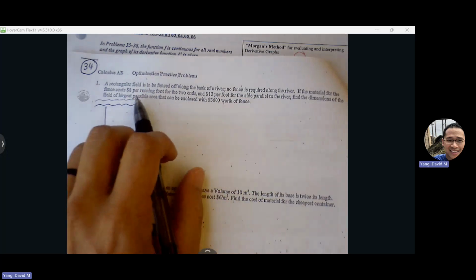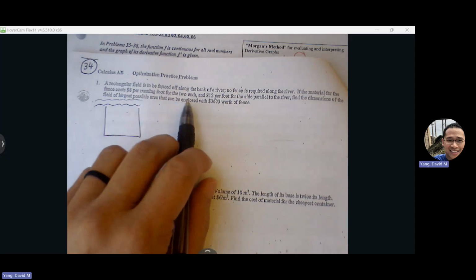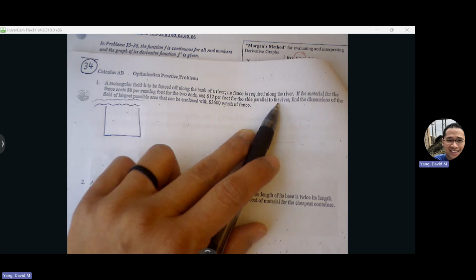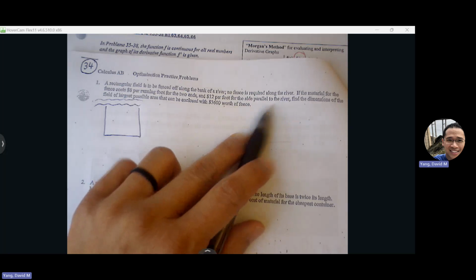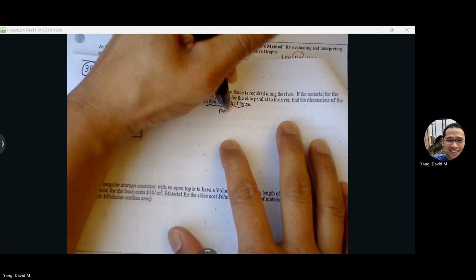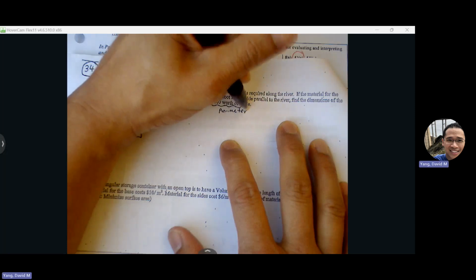If the material for the fence costs $8 per foot for the two ends and $12 per foot for the side parallel to the river, find the dimensions for the field of the largest possible area. So this is telling us what we're trying to optimize: area. That can be enclosed with $3,600 worth of fence. And this is going to be related to perimeter. We basically are going to multiply the cost into the perimeter equation, and that'll produce our cost equation.